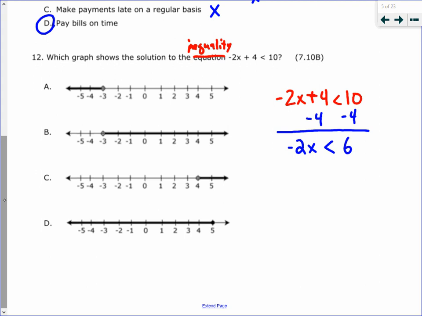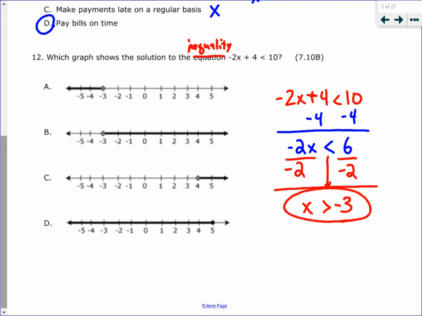This means negative 2 times x. The opposite of that is to divide. So we're going to do negative 2 divided by negative 2. But when you divide by a negative, you've got to flip the symbol. So that needs to flip because we are dividing by a negative. A common mistake is to not flip that. So x is greater than negative 3. And so our answer is B. If you put A, make sure when you are dividing by a negative number that you flip the symbol. So x is less than negative 3.